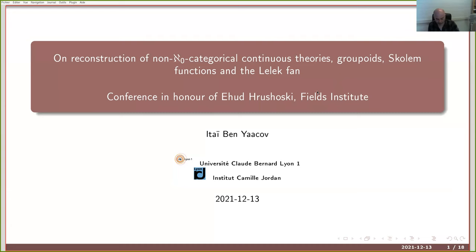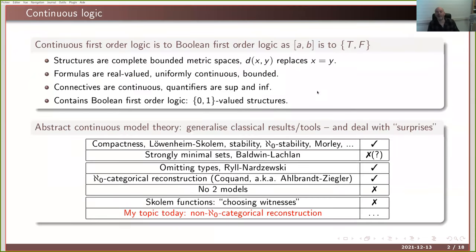So it's going to be about continuous logic, as many would have expected anyway. By no means am I going to actually define or construct continuous logic, but let's just very briefly remind you that continuous first order logic is to Boolean first order logic, what most people just call first order logic, as a compact interval would be to the two-value set true and false. So the real-valued distance replaces the Boolean-valued equality.